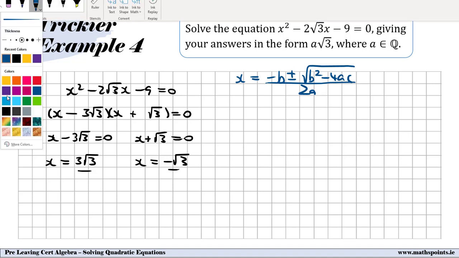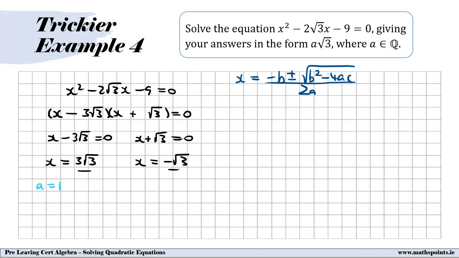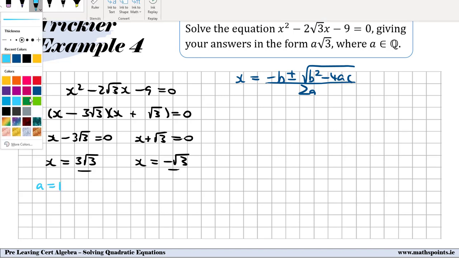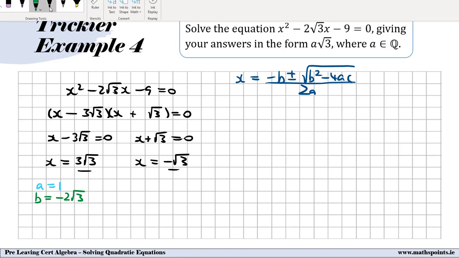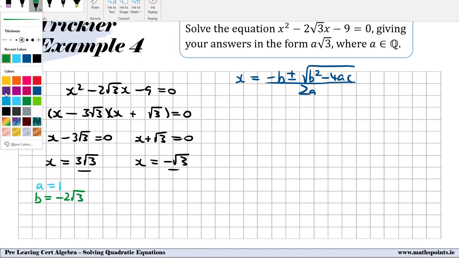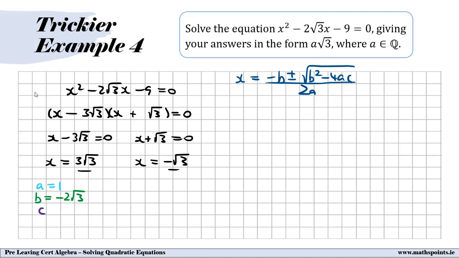So a is going to be the number next to the x squared, which is 1, so a equals 1. B is going to be the number beside the x, so b is the surd minus 2 root 3. And then c is going to be the number independent of x, the constant at the end, which is minus 9. And we're just going to sub these into the minus b formula.